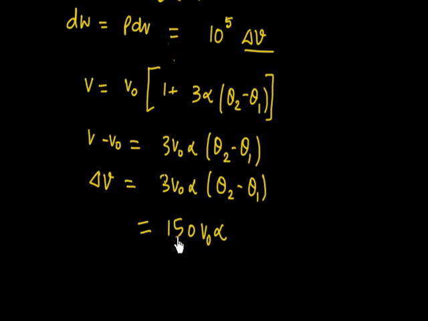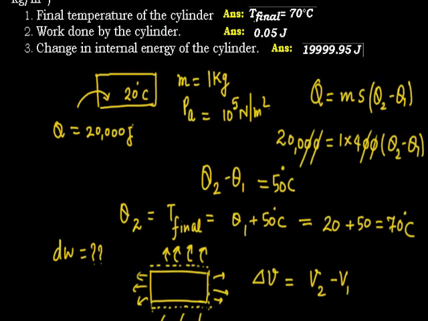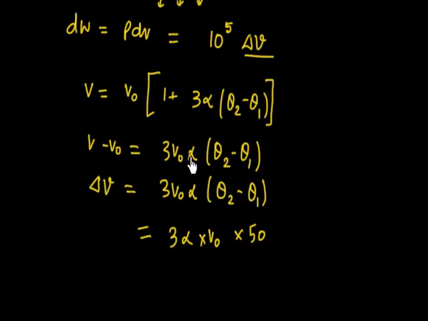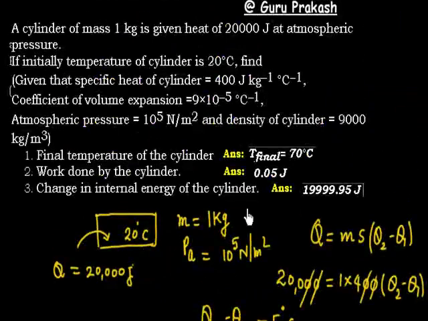So I can write 3 alpha V naught, and theta 2 minus theta 1 is 50, and 3 alpha is given to you: 9 into 10 to the power minus 5, times V naught into 50. What is the value of V naught? For that you have been given mass and density. Mass is 1 kg and the density of the cylinder is given as 9000 kg per meter cube.